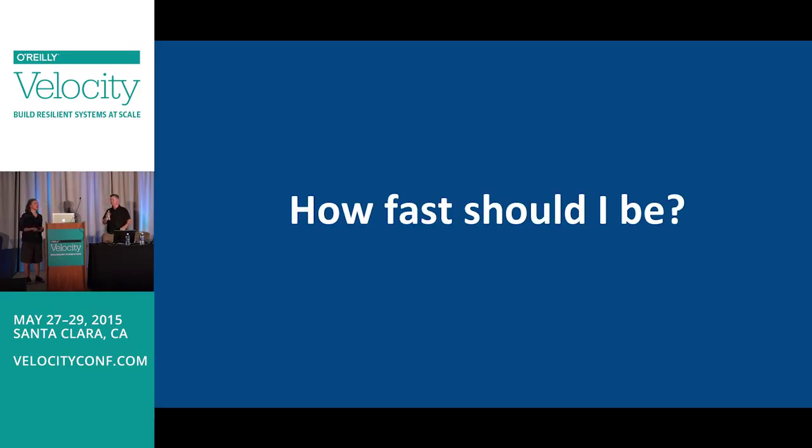That's right. Okay, so how fast should I be? This is a question we get asked a lot, and just like there's no one perfect metric, there's no one perfect number like 'you should be 2 seconds.' Users say they want pages to load in 2 seconds, but really the number varies from site to site, from user to user, from use case to use case.